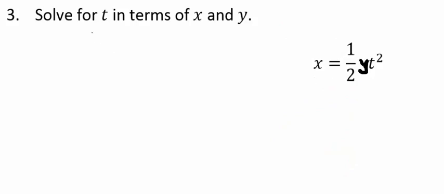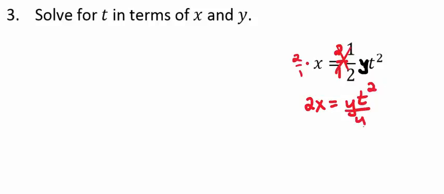Alright, let's look at this question. It says solve for t in terms of x and y. And so I'm solving for t. It's t squared. I know eventually I'm going to take the square root of both sides. But I do have a fraction. I can move the fraction by dividing by 1/2. But when I divide by 1/2, it's the same as keep, change, flip. Multiply by the reciprocal on both sides. And so the fractions will eliminate each other, basically. We have 2x equals y times t squared.